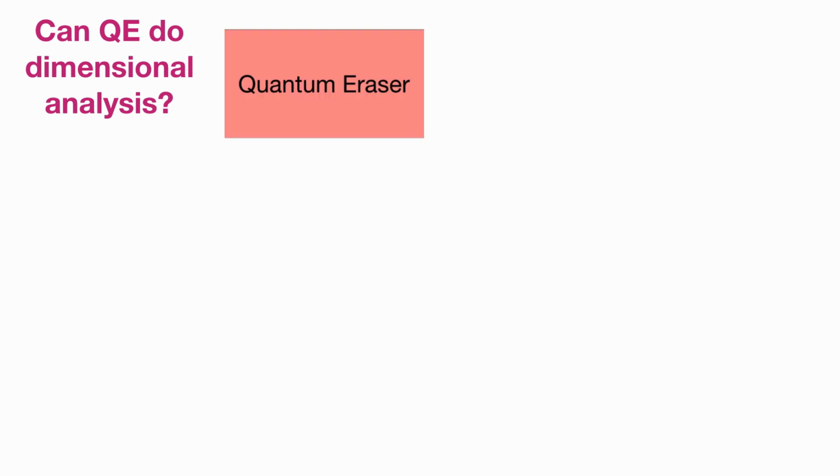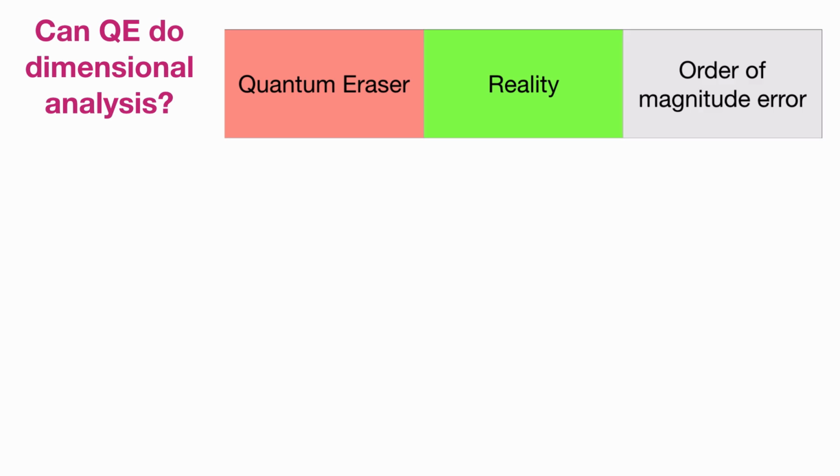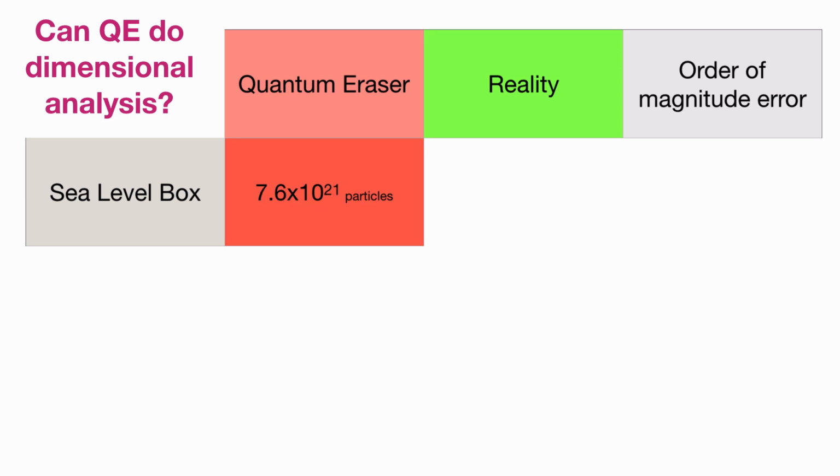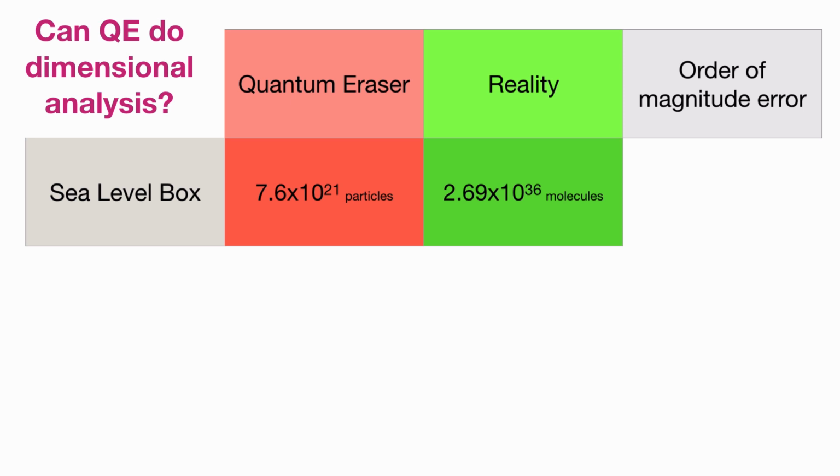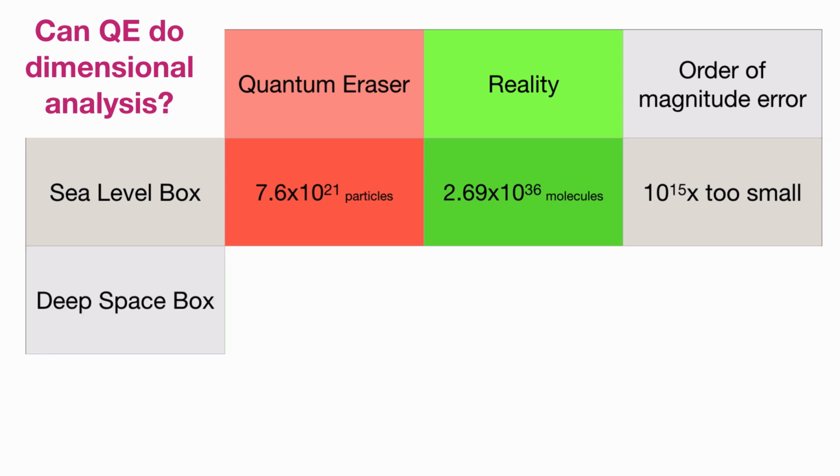Now, how did he do compared to the real world? So we're going to have Quantum Eraser's values, and then we're going to have the values that we got from basic chemistry. All right, and then we're going to see what his order of magnitude error is. So the sea level box, he said there'd be about 10 to the 21 particles, and we calculated it to be about 10 to the 36. So he's 15 orders of magnitude too small.